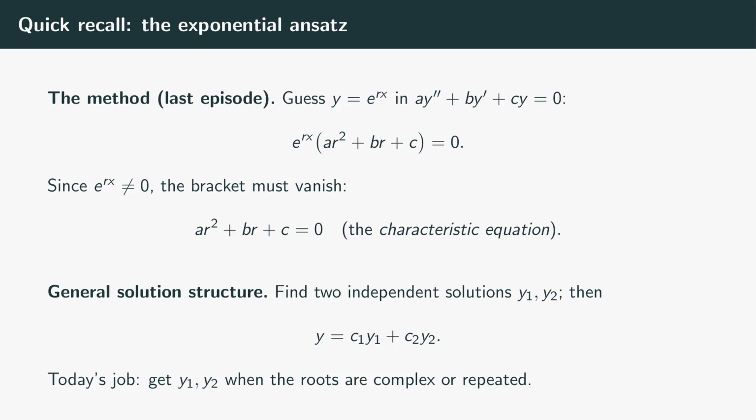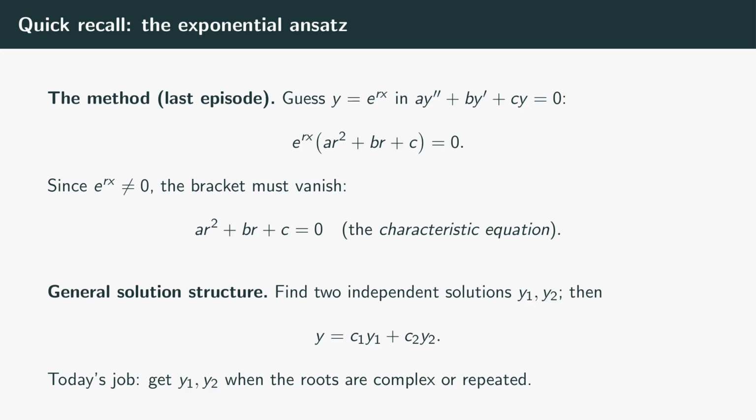Let's recall the engine, because both of today's cases run on it. To solve a y double prime plus b y prime plus c y equals 0, we guess that the solution is an exponential e to the rx for some number r. Substituting, every term carries a factor of e to the rx, and what is left in the bracket is a r squared plus b r plus c. Since the exponential is never 0, the bracket itself must be 0. That is the characteristic equation, a r squared plus b r plus c equals 0. The differential equation has been converted into ordinary algebra.